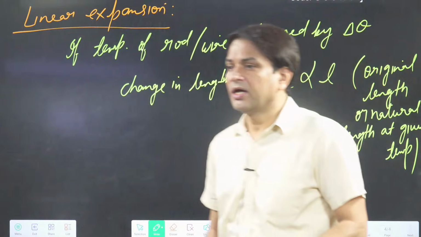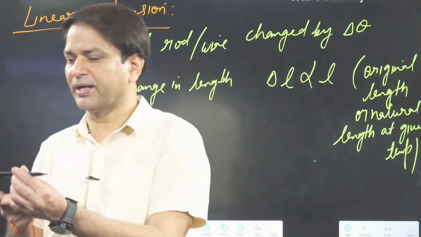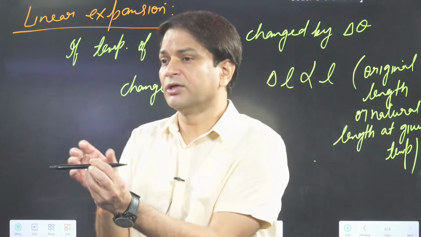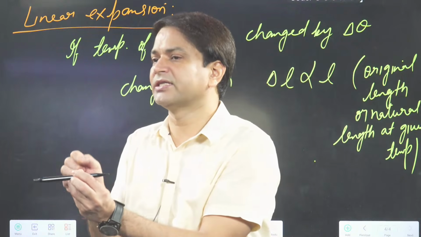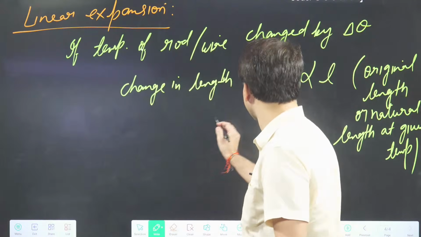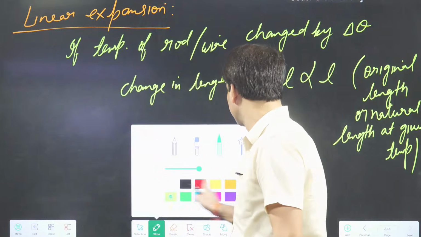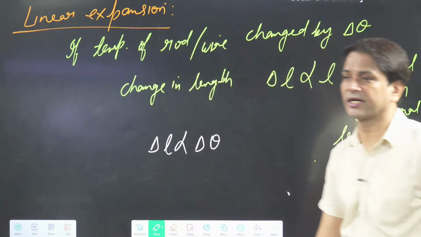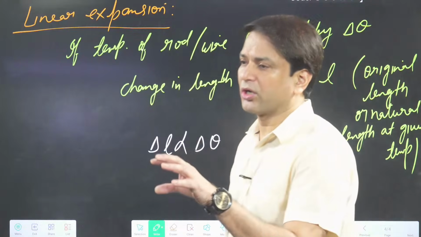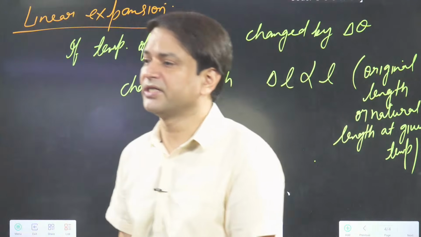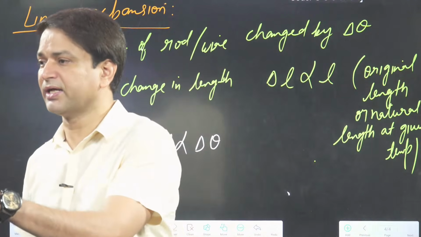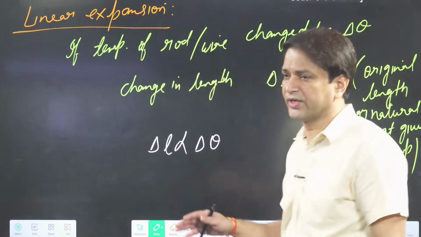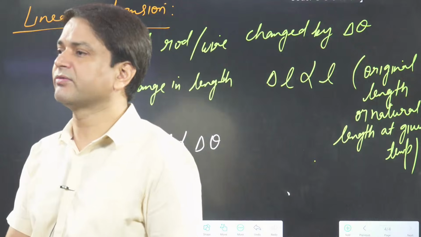Now the second thing: if I increase the temperature more, for the same pen, if I increase the temperature by 10 degrees versus by 100 degrees, then when I increase the temperature more, the length change will be more. So the second thing we can say is delta L is directly proportional to delta theta. Delta, as I already said, always means final minus initial. So if we change the temperature more, the change in length will be more.